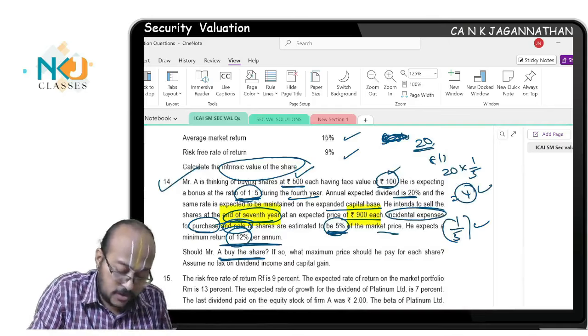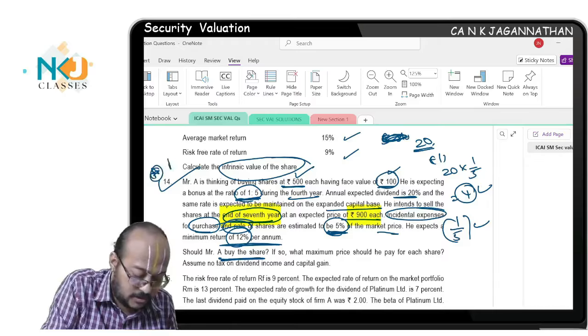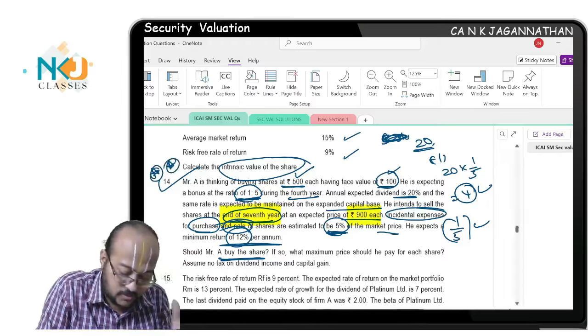Very, very important question. Question number 14 is important. The adjustment you need to remember.